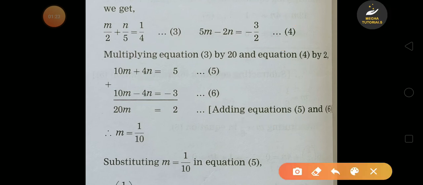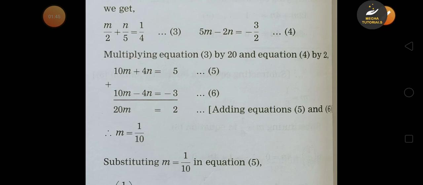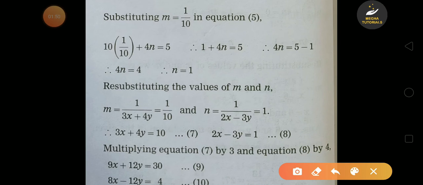Now after addition we will get 10m plus 10m, 20m, 4n and minus 4n cut, and 5 minus 3 is equal to 2. So using transposition we will get m is equal to 2 upon 20, and 2 upon 20 is 1 upon 10. So m is equal to 1 upon 10. Then we will substitute m is equal to 1 upon 10 in equation 5. So after substitution we will get 10 into 1 upon 10 plus 4n is equal to 5. So 10 will be cut.